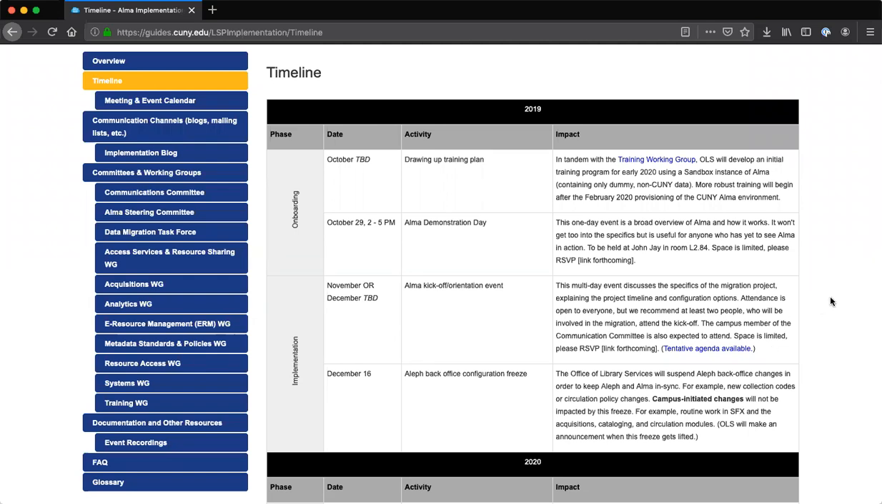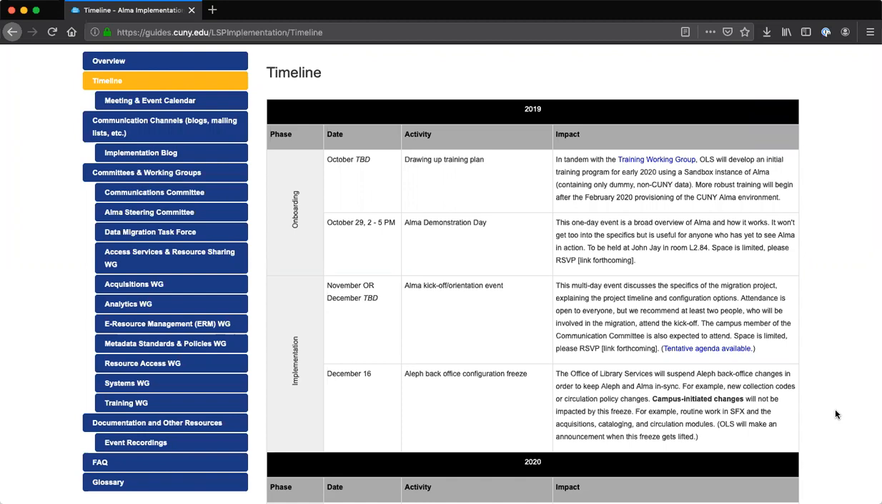I think we in OLS and CUNY at large have done a lot of work to prepare for this migration. We are way ahead of the curve. We've been working on cleaning up our data for years at this point, knowing that we were going to eventually move to some kind of new system. We've been attending conferences. We've been in touch with colleagues who have already done this migration.